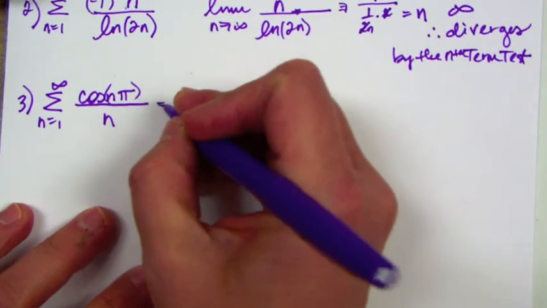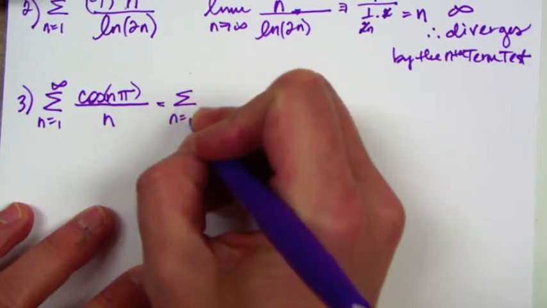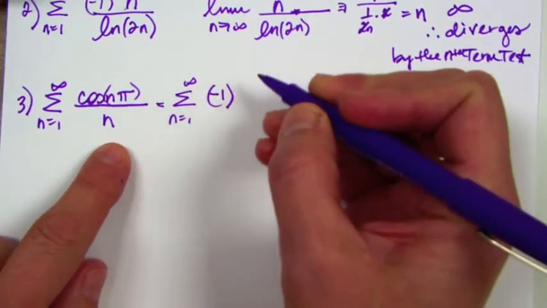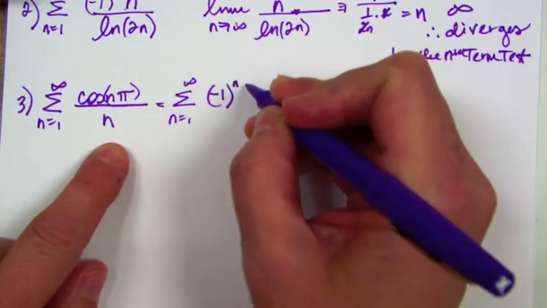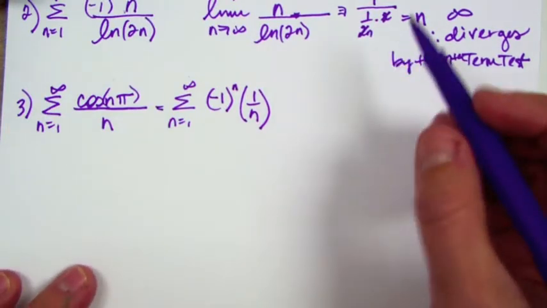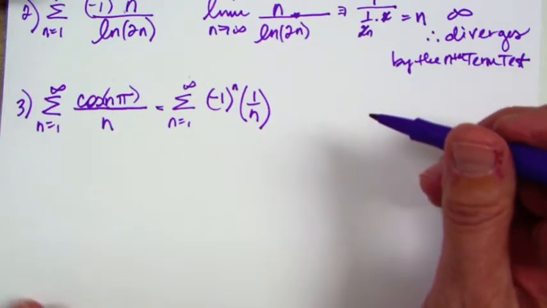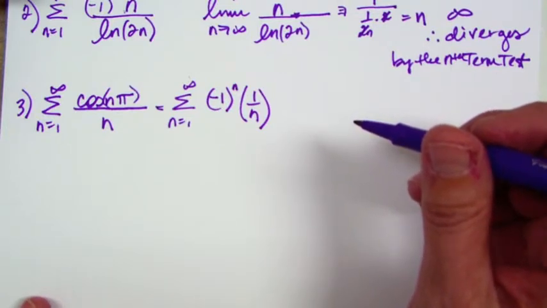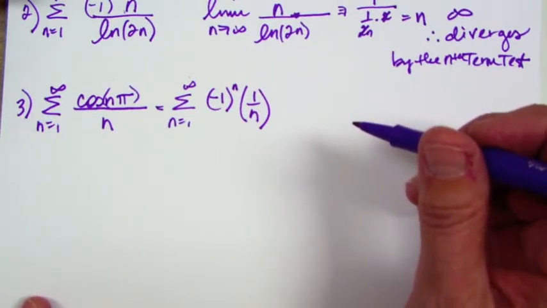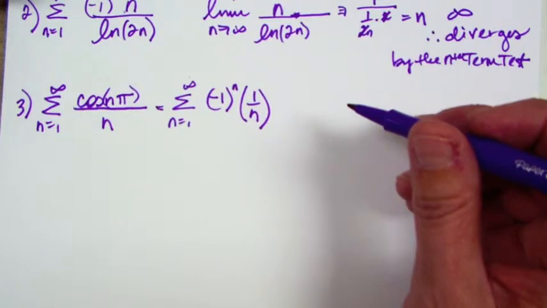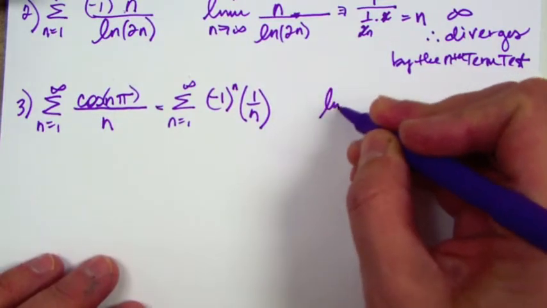So this can really be rewritten as the sum from n equals 1 to infinity of negative 1 to the n times 1 over n. If it were n times pi halves, where it goes 1, then 0, then negative 1, that would be a different problem, because these have to alternate exclusively between a positive number and a negative number. Okay, so what am I going to do first?